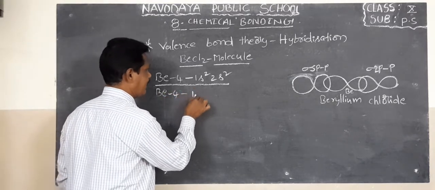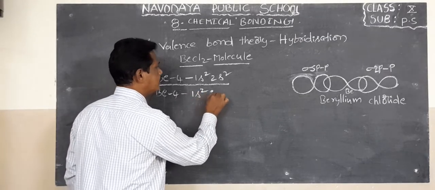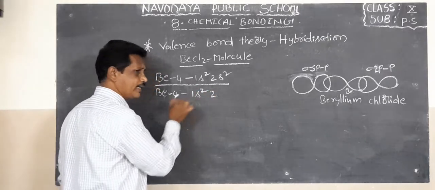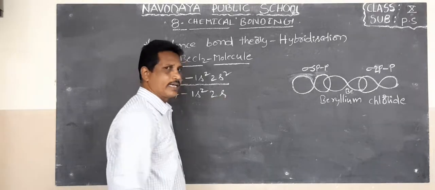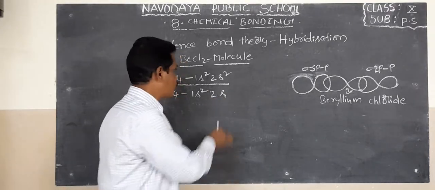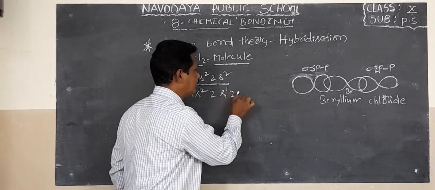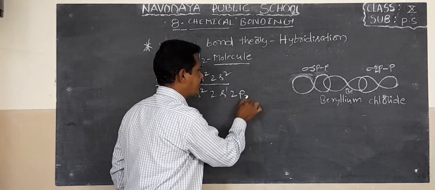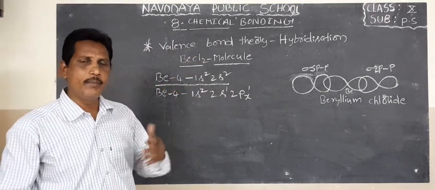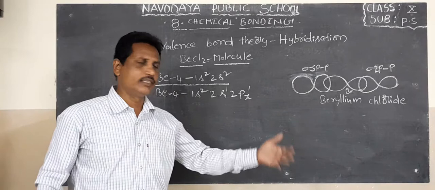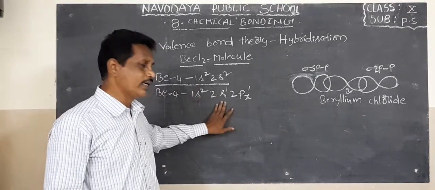Electronic configuration 1s2, this is the K shell. Then 2s, the second shell, the valence shell, 2s1 and 2px1. So the electronic configuration of beryllium in the excited state is 1s2, 2s1 and 2px1.